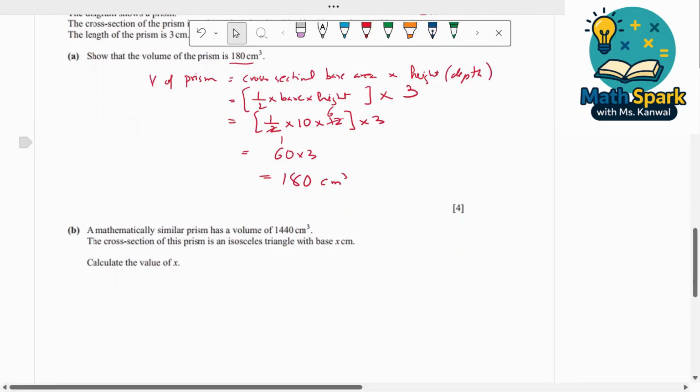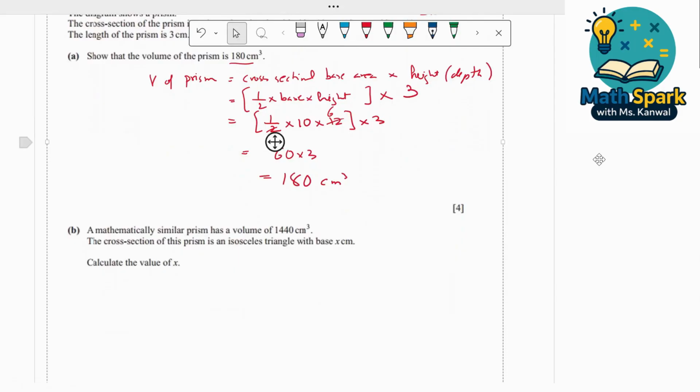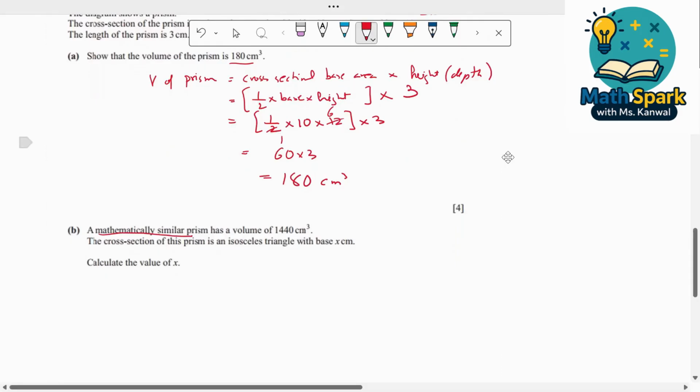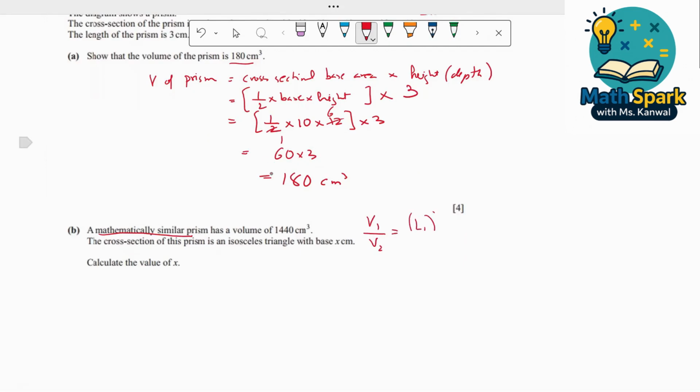Next, a mathematically similar prism has a volume of 1440 centimeters cubed. The cross section is an isosceles triangle with base x. Whenever there is a mathematically similar concept, it means we have the formula V1 over V2 is equal to L1 power 3 over L2 power 3. Let's take V1 as our smaller prism, so it is 180, and 1440 as the other one. It is x to the power 3.